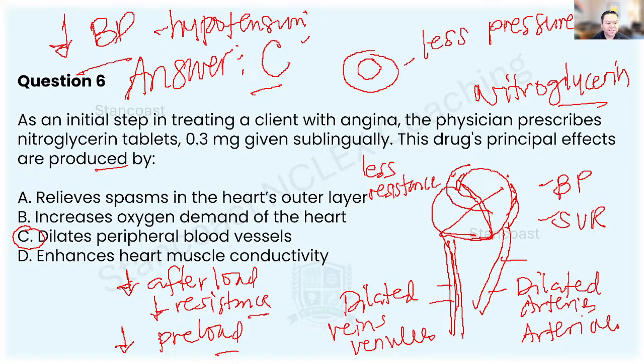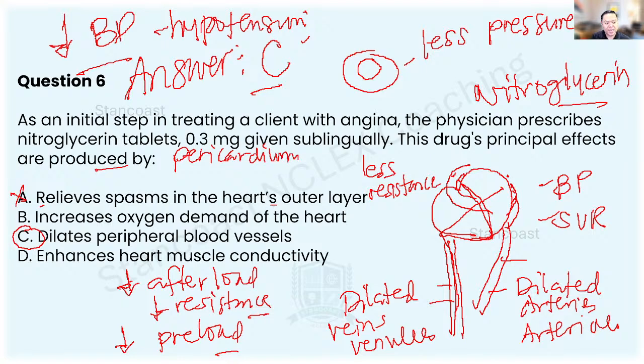All right, let's take a look at the other options here. Relieve spasms in the heart's outer layer. If we are talking about the heart's outer layer, this is basically referring to the pericardium. Does it have that therapeutic effect? No, it will not deal with the pericardial layer. The vasodilator will work on the dilation of the peripheral blood vessels and also the coronary arteries. We are marking this wrong.